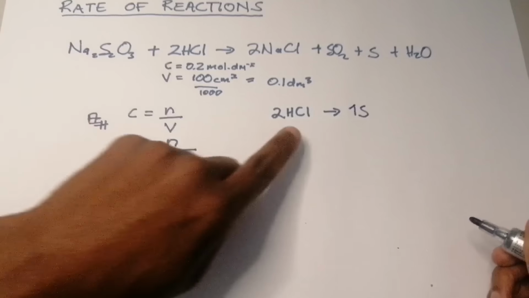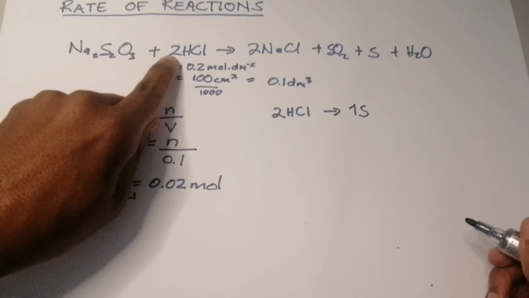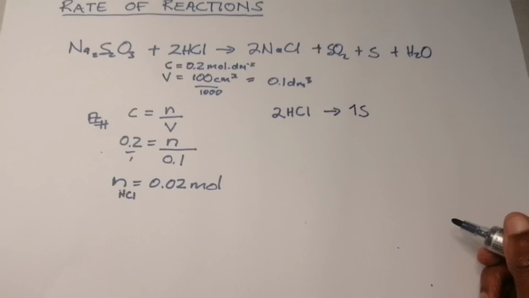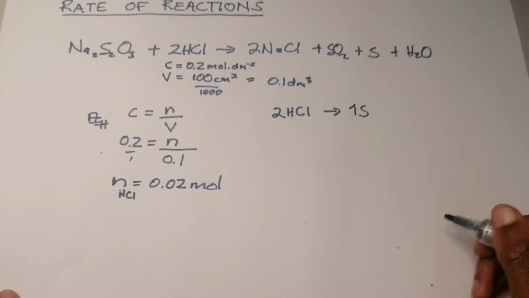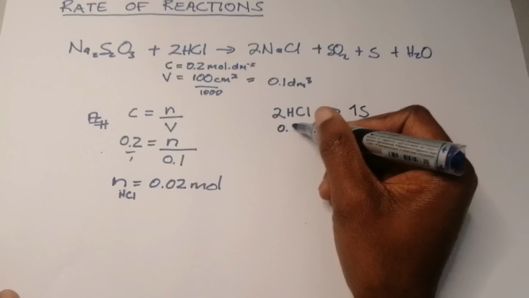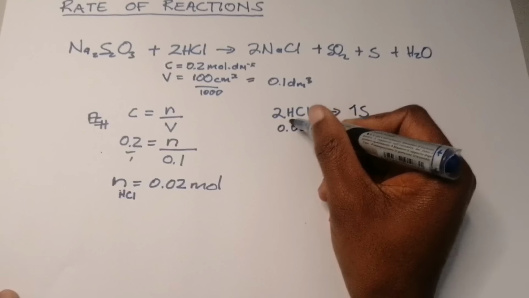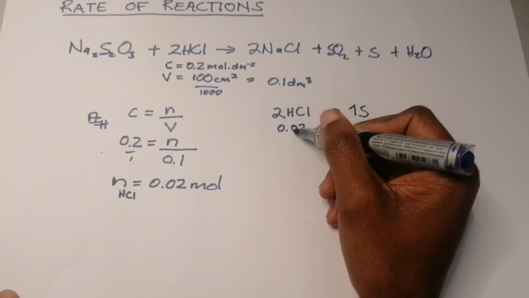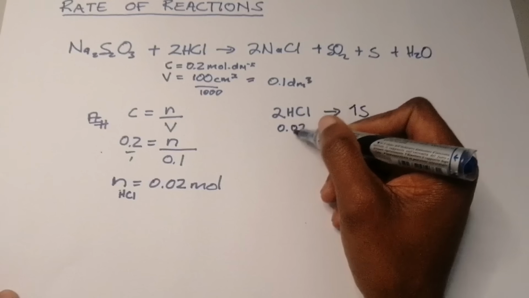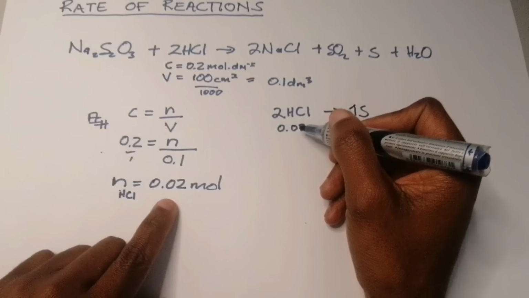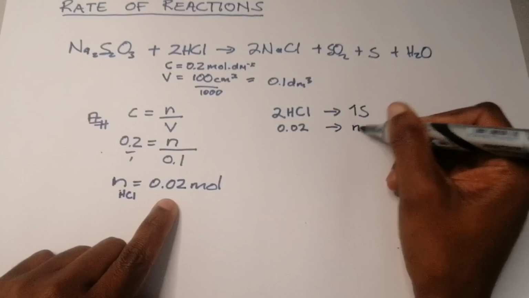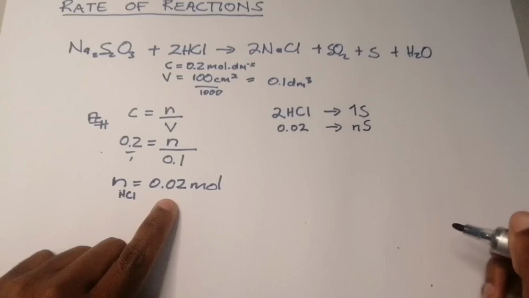Can you see that? That's what my formula tells me. It tells me for every 2 that I use of this one, I get 1 of that, right? So now I want to find out if I use 0.02 moles of hydrochloric acid, so notice it's on the same side. If I use 0.02, which is those moles there, my question is, how many moles of sulfur will I produce?